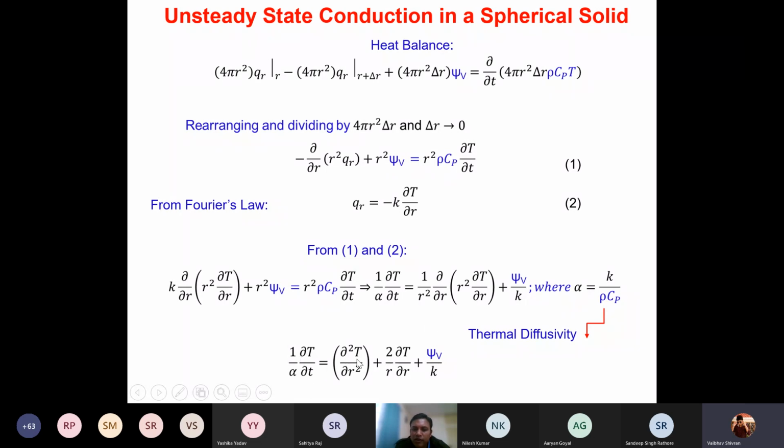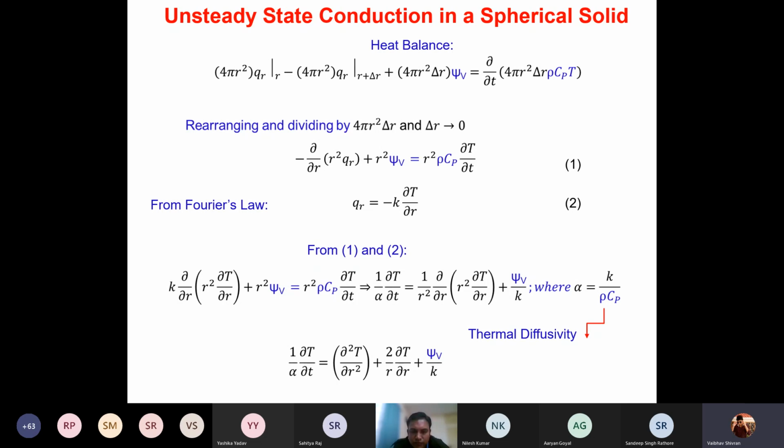Okay, so in a spherical geometry, again we get a generalized expression as shown here: 1 by alpha dou T by dou t equals dou square T by dou r square plus 2 by r dou T by dou r plus psi v by k. This is a generalized expression with the assumption that thermal conductivity, specific heat, and density are independent of temperature. Okay, so is it clear? Up till now we have looked at this in the last class. Is it clear to everyone?